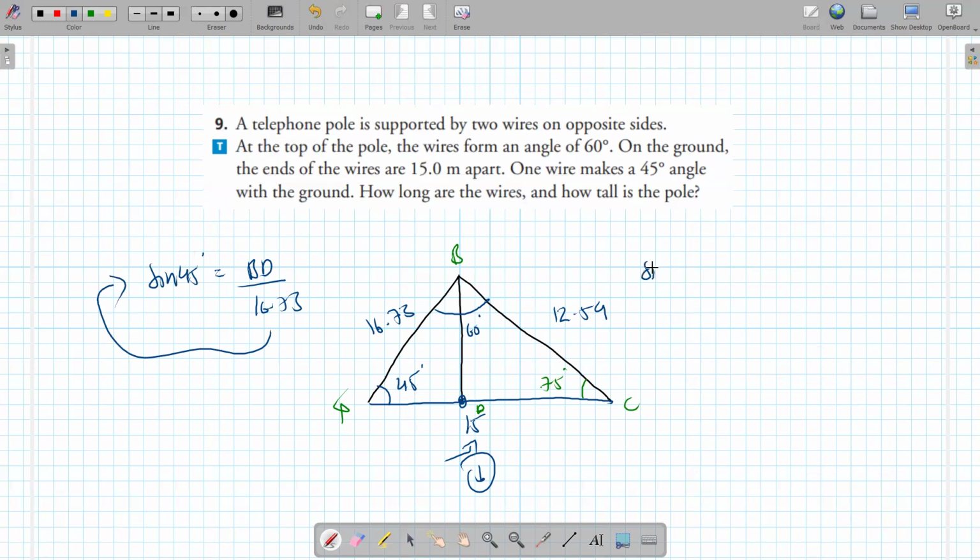On the right triangle, it's the same thing. It's going to be a sine problem because we don't know the adjacent. Sine equals BD over 12.54. Multiply both sides by 12.54. And both of these should give you the exact same answer because it's the exact same vertical line that we're looking for. And we are done with this problem. Cool? So that's kind of a difficult one.